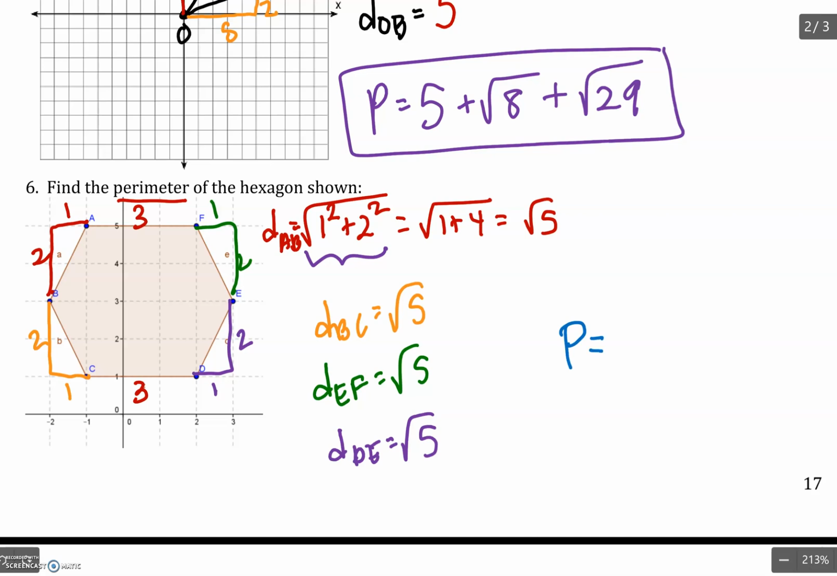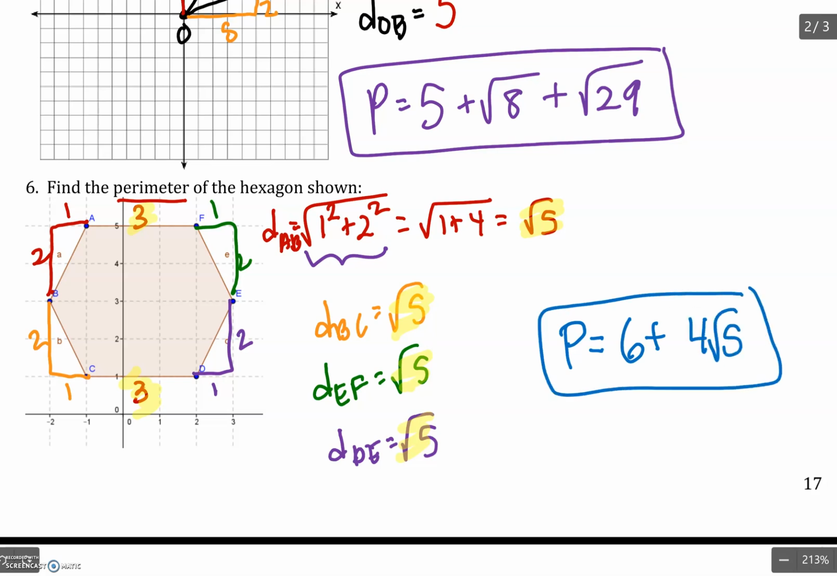So then for our final perimeter, we're going to add these 4 radical 5s together, as well as these 2 3s. So 3 plus 3 is 6, plus, and then we have 4 radical 5s, because there is a 1 in front of each one of those. And that is our perimeter.